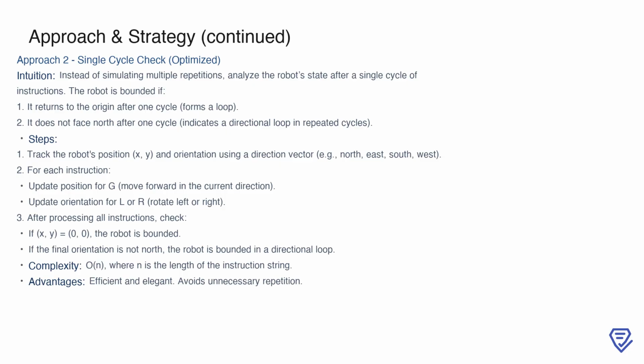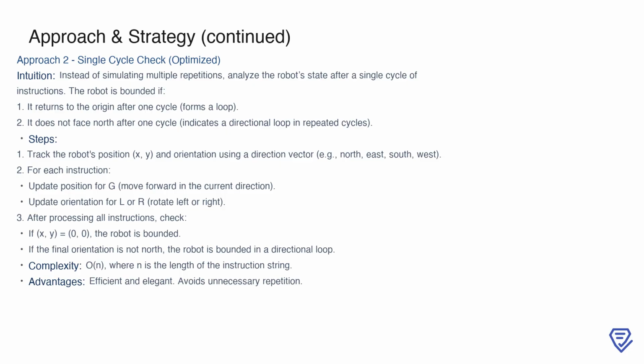Instead of simulating multiple repetitions, we analyze the robot's final state after processing the instruction string just once. The robot is bounded in two scenarios: if it returns to the origin, it forms a loop, or if it ends up facing a direction other than north, it will loop in subsequent cycles.